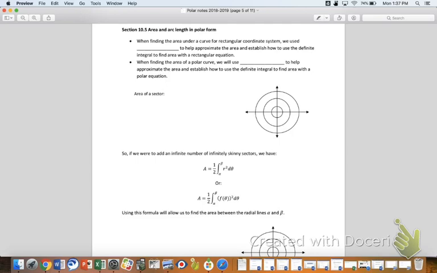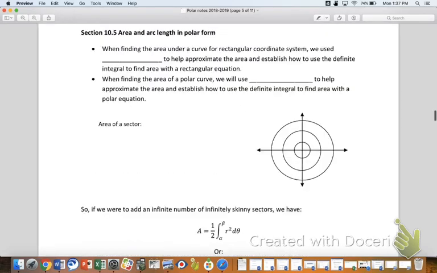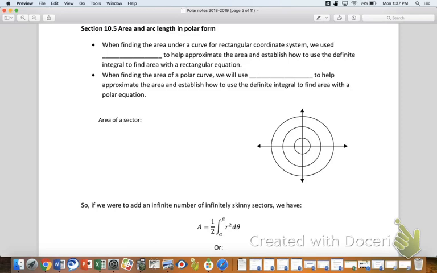Okay, so we're going to shift gears a little bit. We are going to continue talking about calculus, but instead of talking about tangent line equations and vertical and horizontal tangents and slopes at the pole, we're going to be talking about area. I hinted at this a little bit earlier.